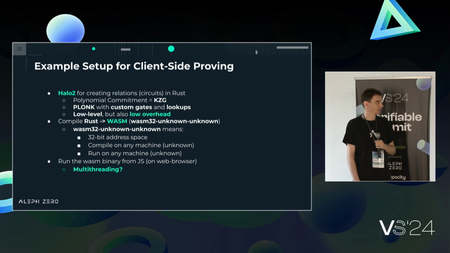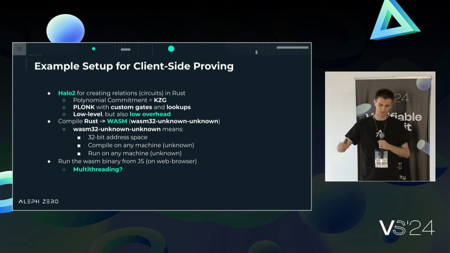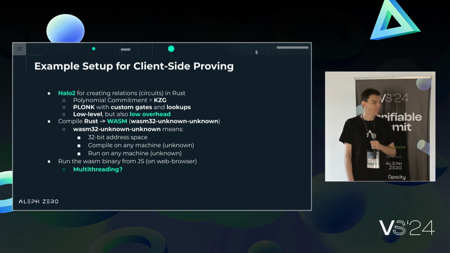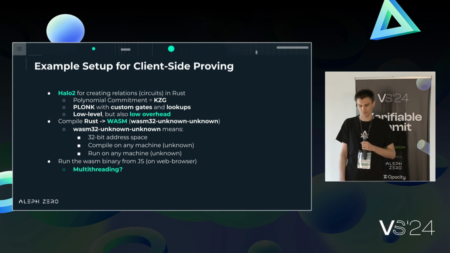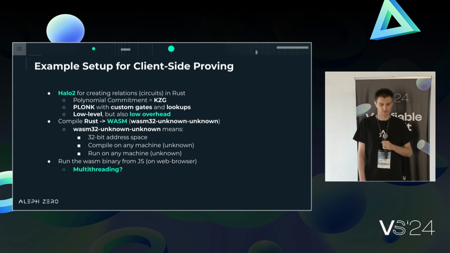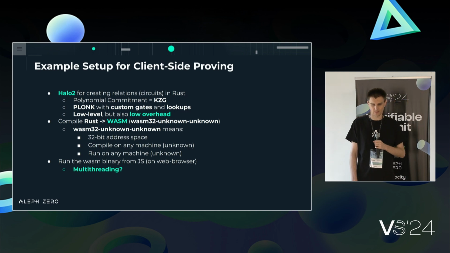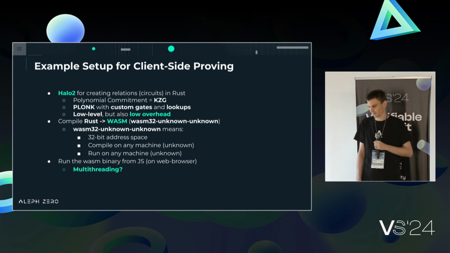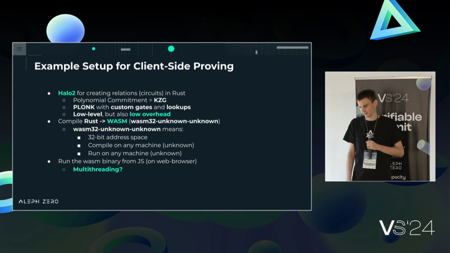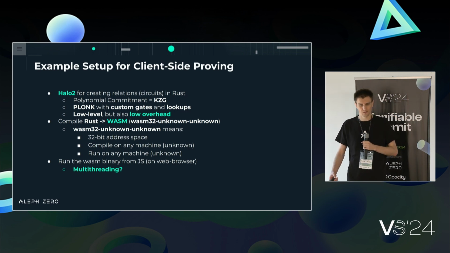We use the Halo 2 library. It's a low-level library, so we have lots of control, and we don't pay much overhead. And then we compile everything to WASM. Halo 2 is a Rust library, and we essentially compile it to this cross-platform binary format, which we can run in the browser or mobile.